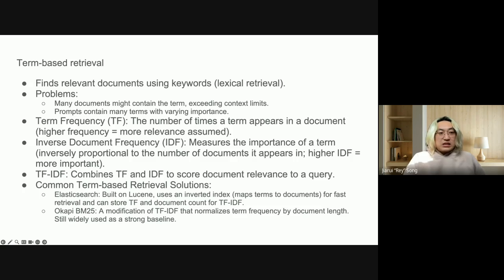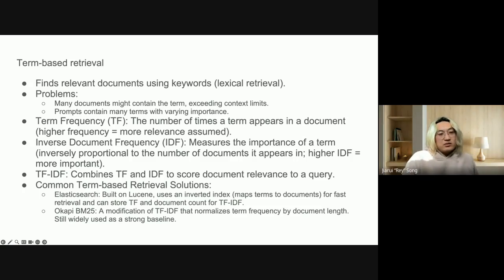So the first key retrieval method is called term-based retrieval. So they are essentially finding relevant documents using keywords. There are some problems with this. The first one being many documents might contain the same term, exceeding the context limits. And second, prompts contain many terms with varying importance, so it can make the model confused. So here we introduce a few different ways to approach this problem.